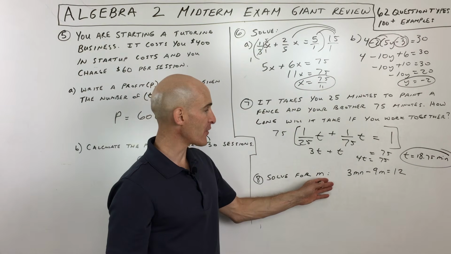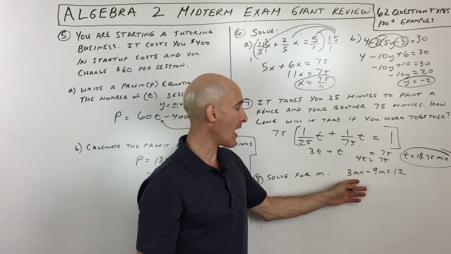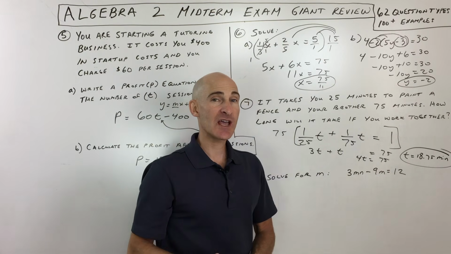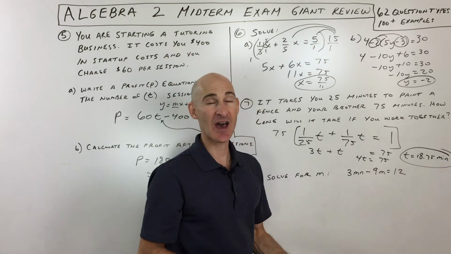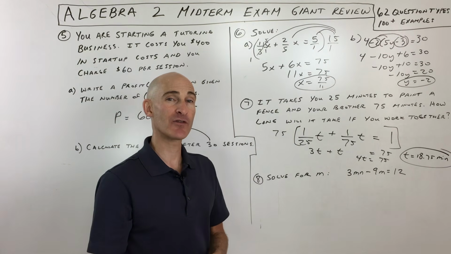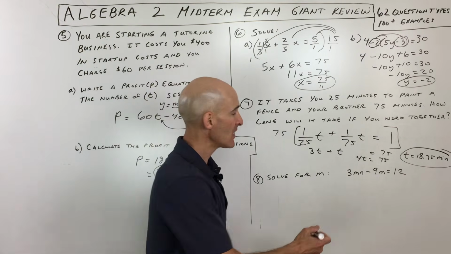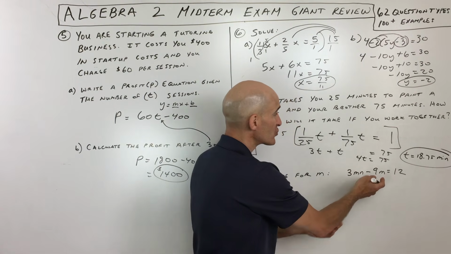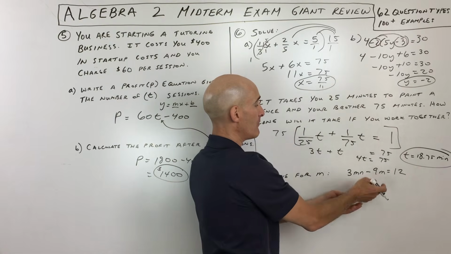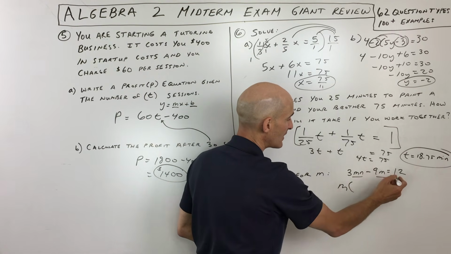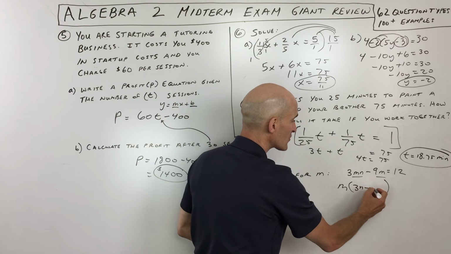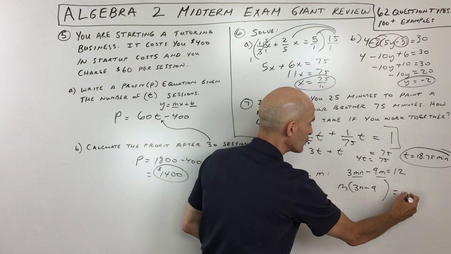Okay, now let's go to number 8. It says solve for m. Now this is a typical problem, but what makes this a little bit more challenging is that there's an m in this term and there's an m in this term. So how do we get the m by itself? Because when you want to solve for a variable, you want to isolate the variable, right? Well, the key here is to do the distributive property, like we were talking about in this problem, but backwards. You're trying to factor out the m. So I'm dividing m out of this group and m out of this group, which leaves us with 3n minus 9 equals 12.